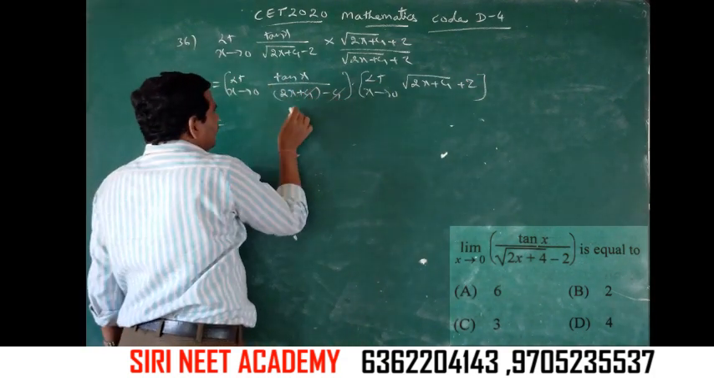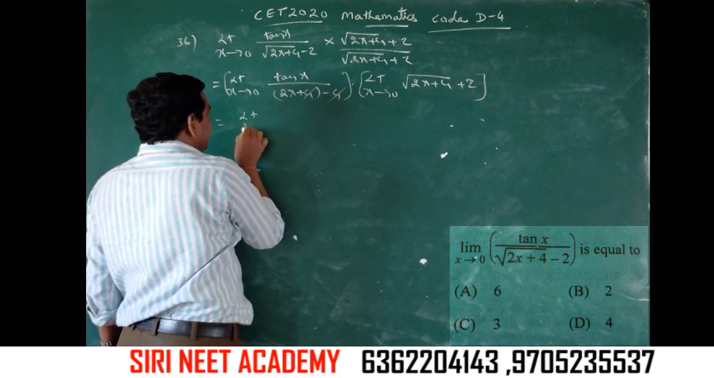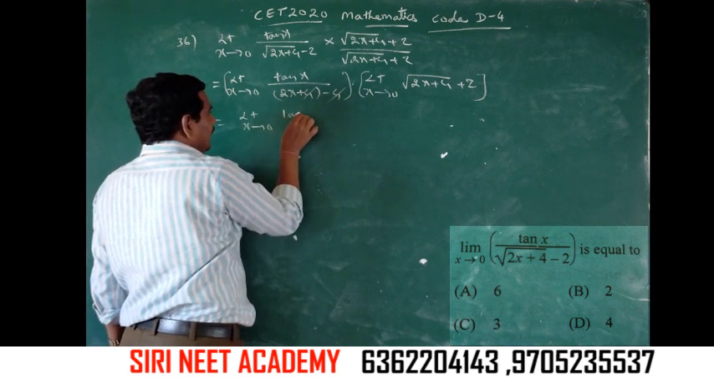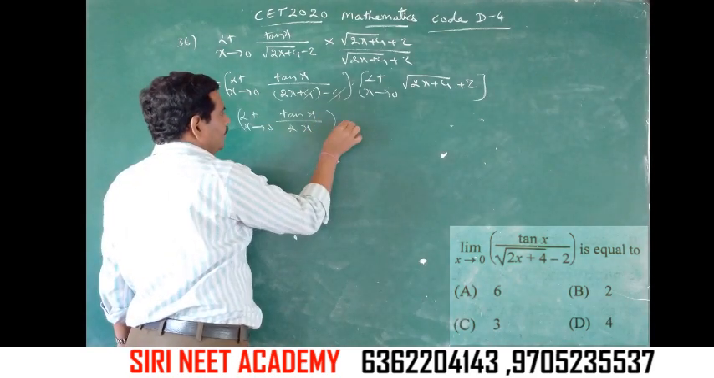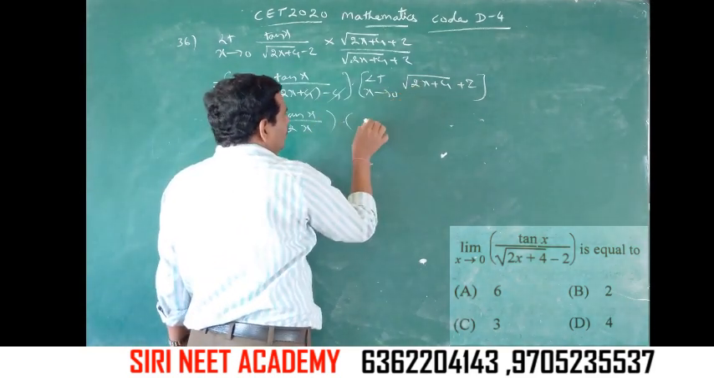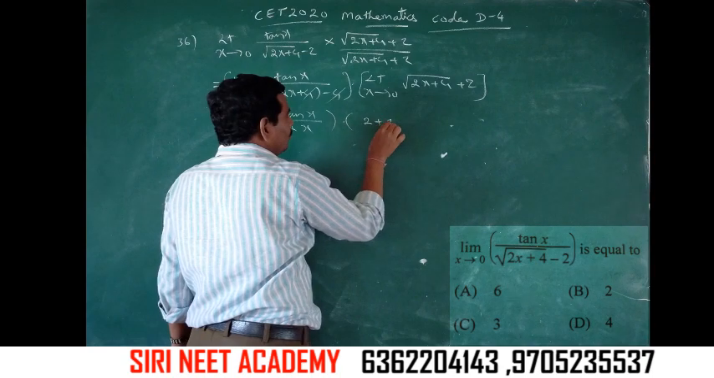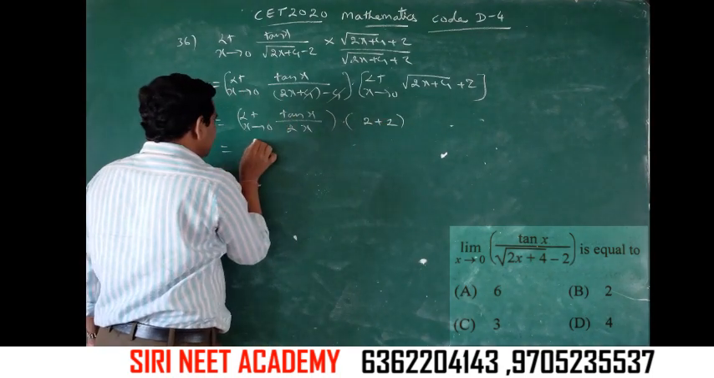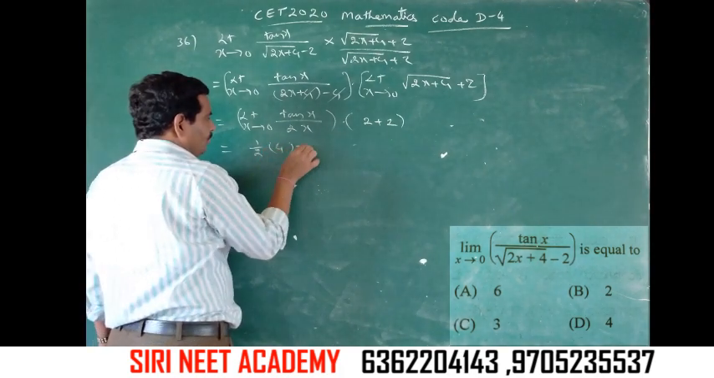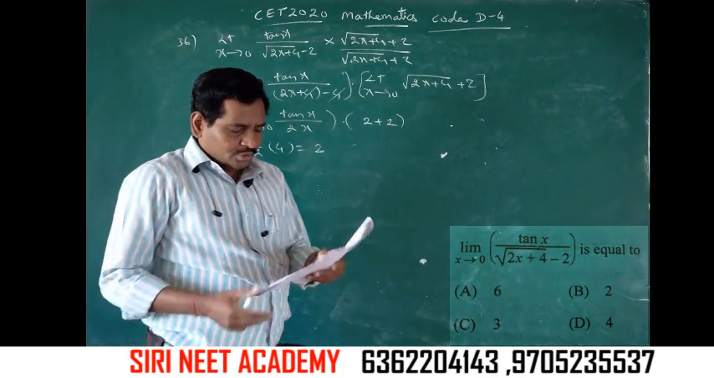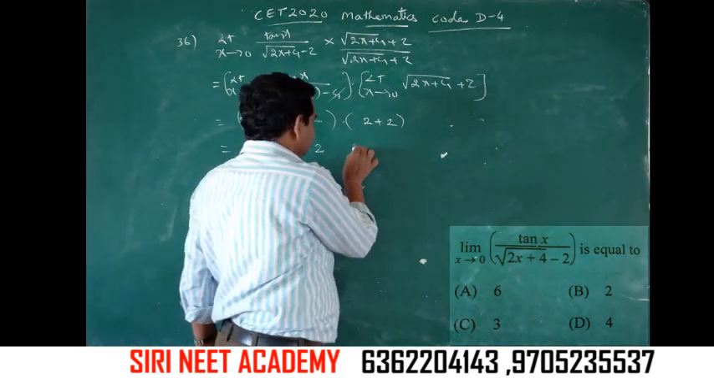That is equal to limit x tends to 0, tan x by 2x into, substitute 0, root 4 is 2 plus 2. This is 1 by 2 into tan x by x is 1, 2 plus 2 is 4. That is equal to 2. So option B.